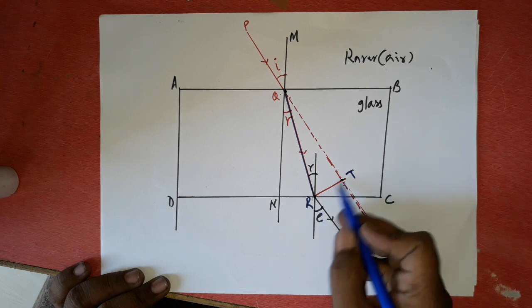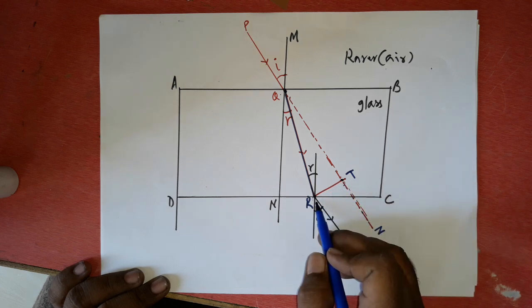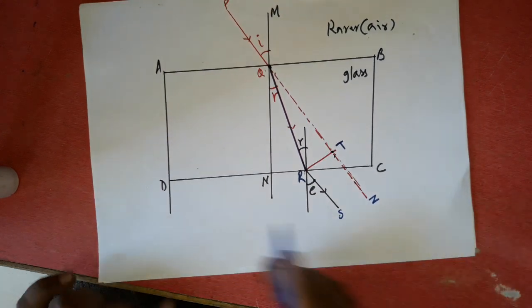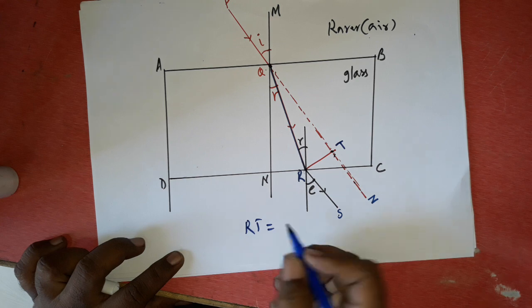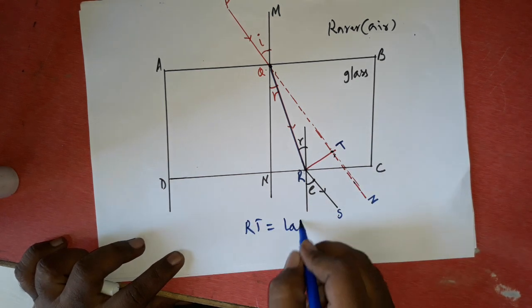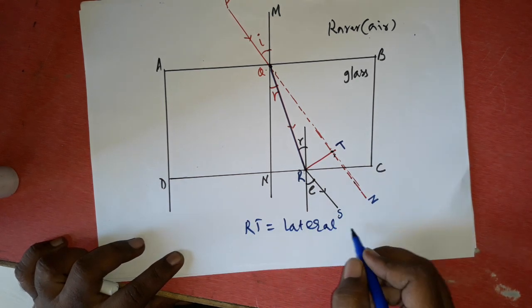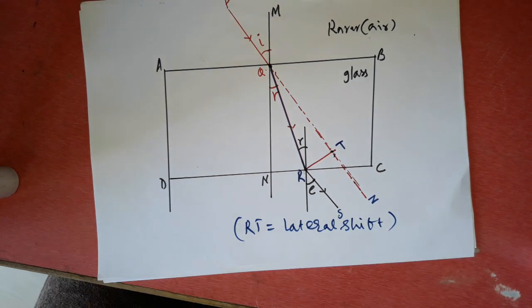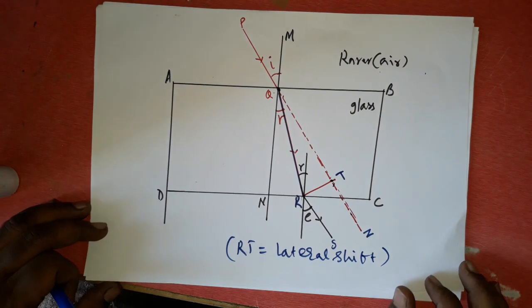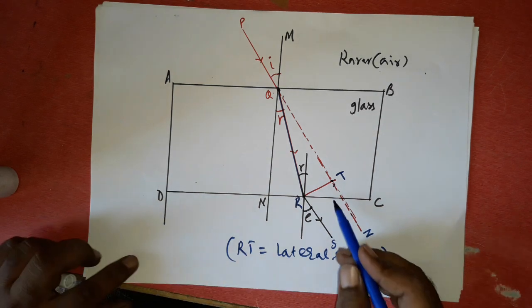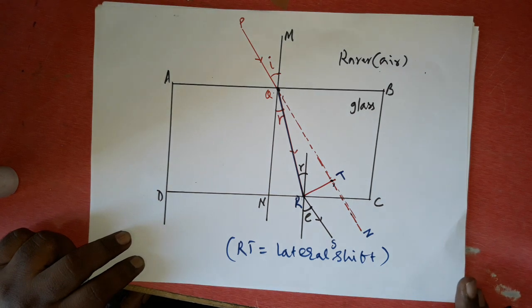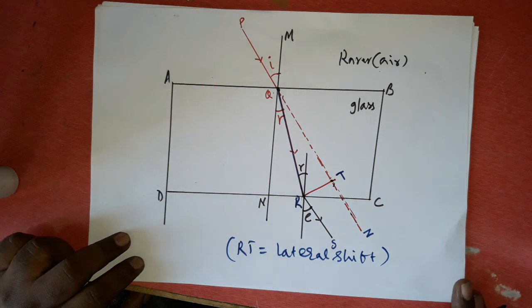This we call the shift in the incident ray. The incident ray has shifted by this much distance. So RT is called the shift in the incident ray, which is nothing but lateral displacement, also called lateral shift. So what is lateral shift? Lateral shift is the change in the direction of the incident ray by how much distance, that we call the lateral shift.